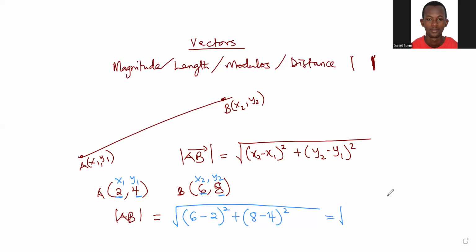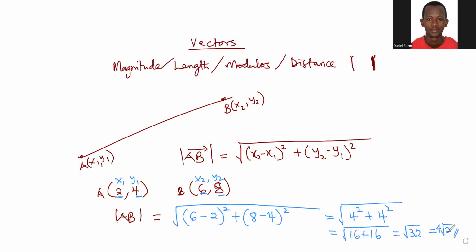So 6 minus 2 gives you 4, squared is 16. 8 minus 4 gives you 4, squared is 16. And 16 plus 16 gives you 32. That 32 can be broken down into 16 times 2, which gives 4 root 2. So this is how we solve for magnitude.